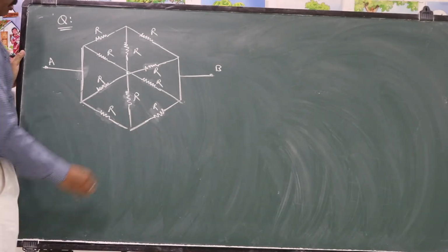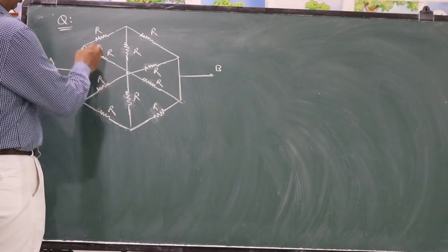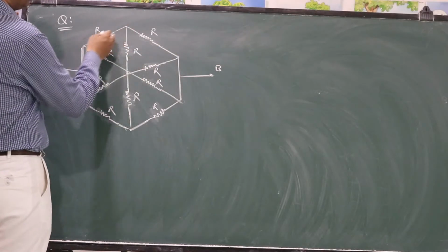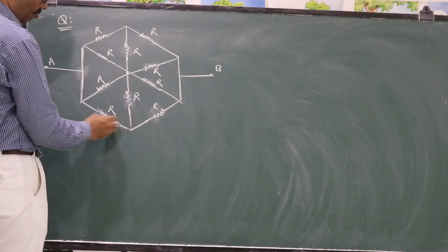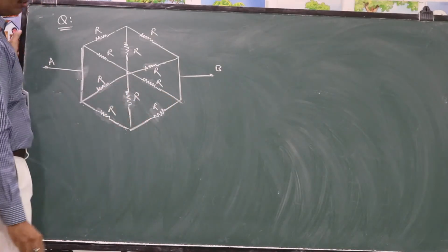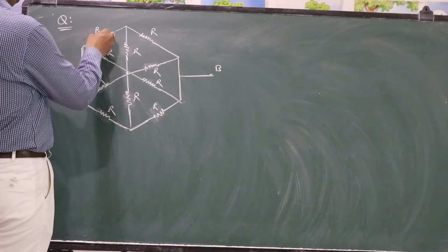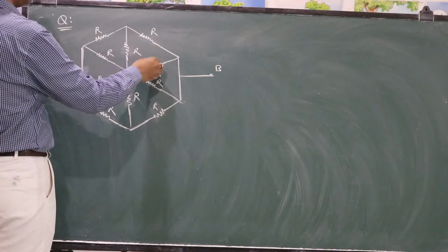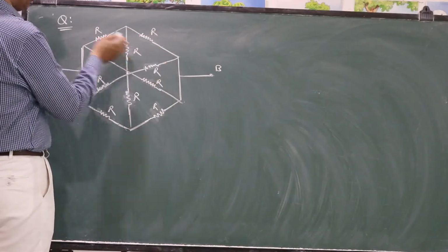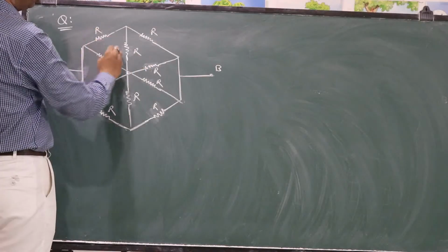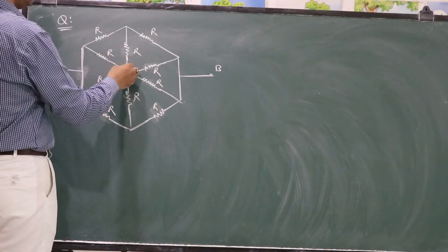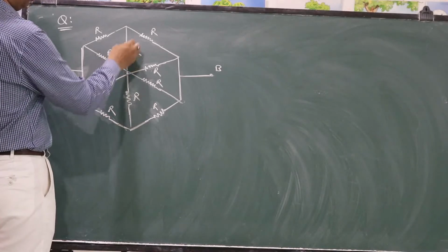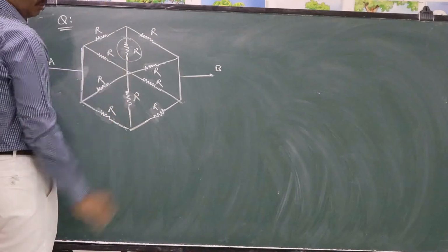If you observe clearly, this is a branch which is in the form of a Wheatstone bridge. This is also a branch which is in the form of a Wheatstone bridge. The ratio of these two resistors is equal to the ratio of these two resistors. Otherwise, the product of the two opposite resistors is equal to the product of the two opposite resistors. So this point and this point are at the same potential. So you can avoid this.